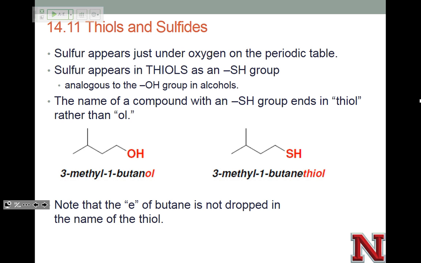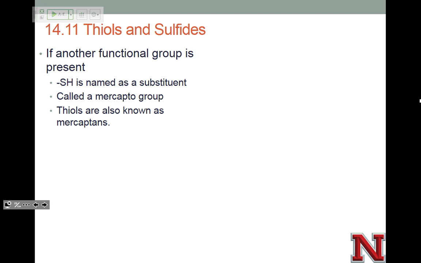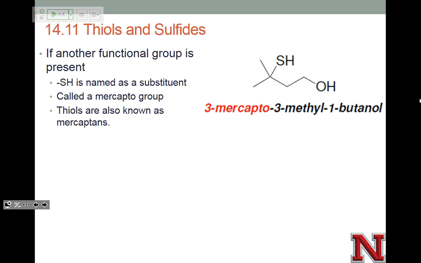The difference really with naming comes from if your thiol is a substituent. If your thiol is a substituent, usually because you have a higher priority functional group, then your thiol is called a mercaptan. So for this case, alcohol takes priority over thiol. So our parent is named for the butanol. Therefore, our thiol is a substituent. So when thiol is a substituent, it's called a mercaptan.